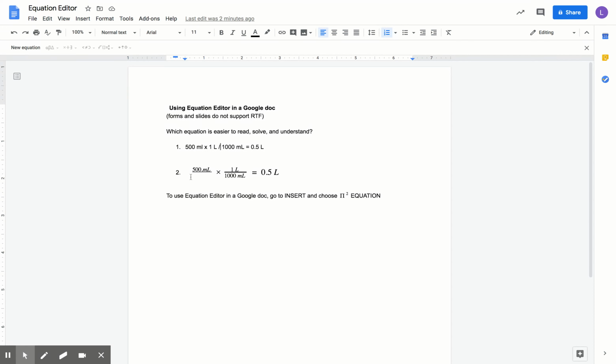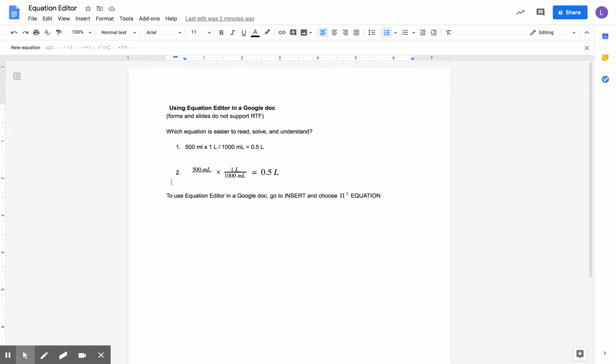In the second one, you see that you have 500 milliliters. You're going to multiply that by a conversion factor of 1 liter over 1,000 milliliters. And so you'll multiply 500 by 1, and then you'll divide it by 1,000, and you'll get 0.5 liters. So it's laid out in a much neater fashion. How do you do this?